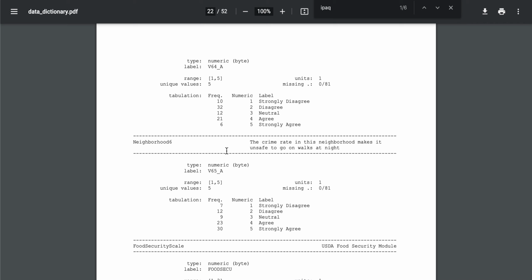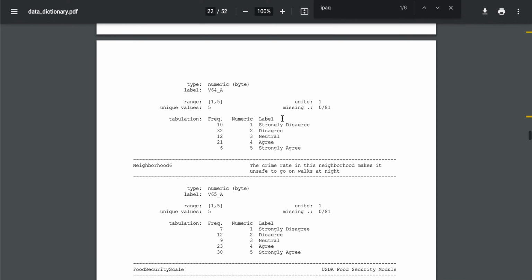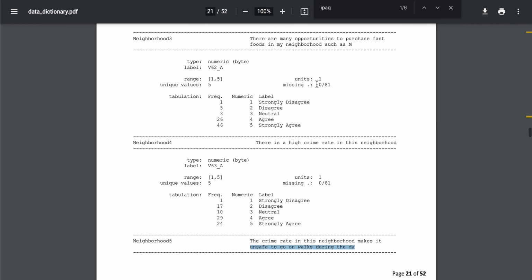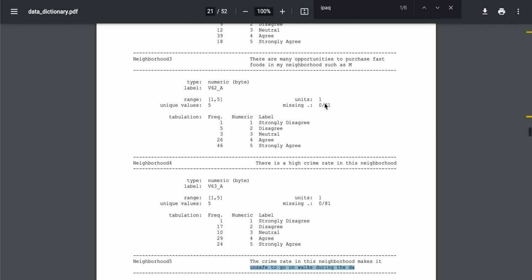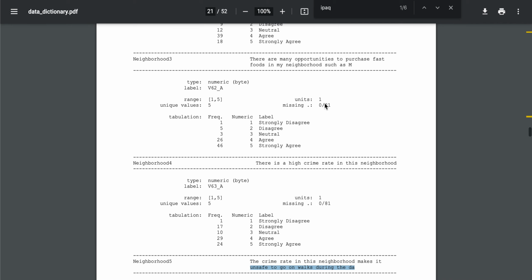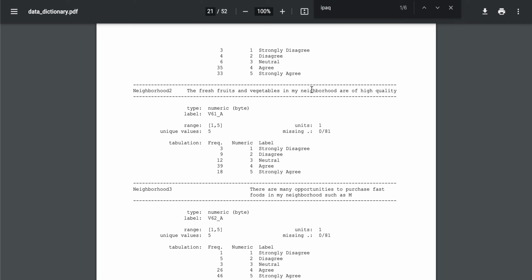Let's see, we have neighborhood 6. So we have 1 to 6, six neighborhood related questions about crime rate, about walks during the day, and a lot of them are related. Fast food, high quality fresh fruit. So let's just keep all of them for now.